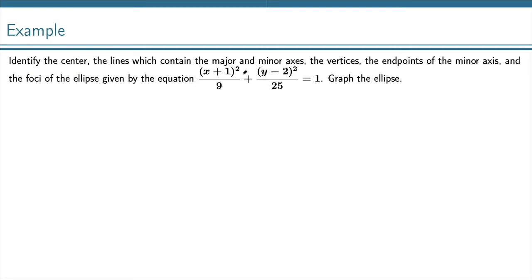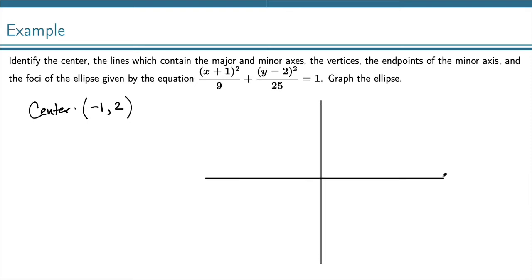Well, with this equation, we can actually identify our center very easily. Our center is, well, we just flip the sign on the numbers with the x and the y. So it's -1 and 2 for our center. And when I get my center from my equation, I like to go ahead and graph it right away because that helps with all the other things. So we've got our center at -1 and 2.